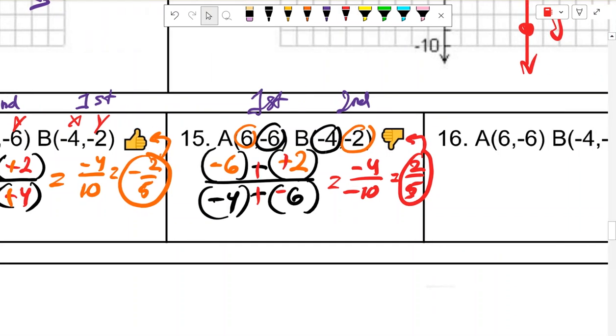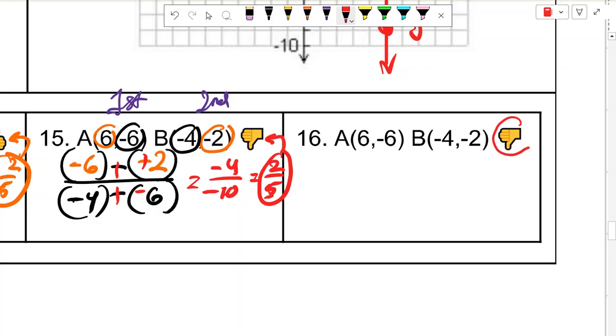Now number 16 is here just to do another bummer one. And I think you guys understand what bummer ones are. So we're going to write skip in this spot for your notes.